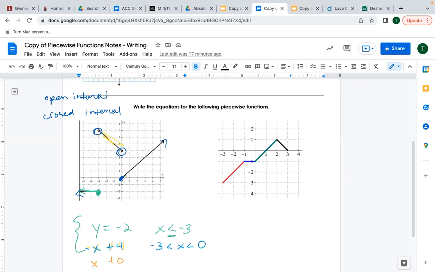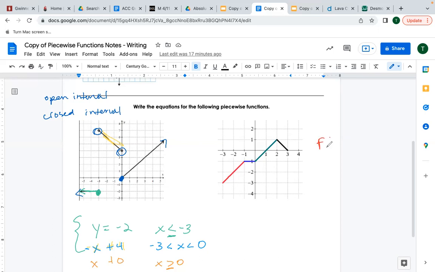Now, where does that happen from? 0 to positive infinity. So when x is bigger than 0, and it is on a closed interval, so we're going to say equal to. Okay, so how would you write this out at the end?